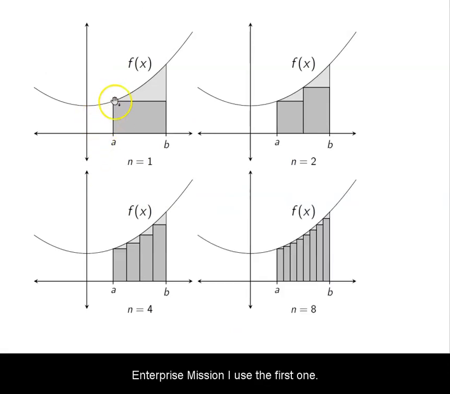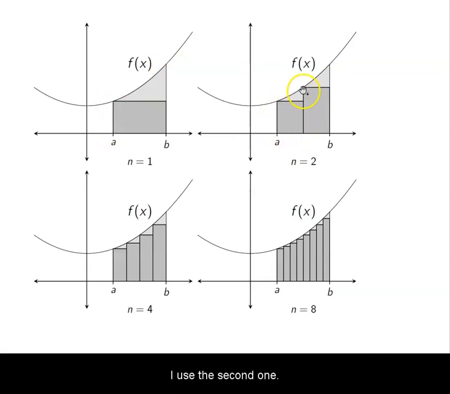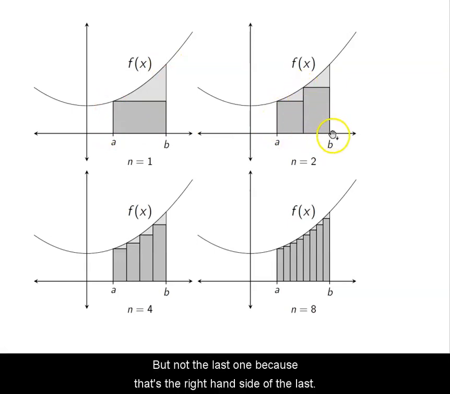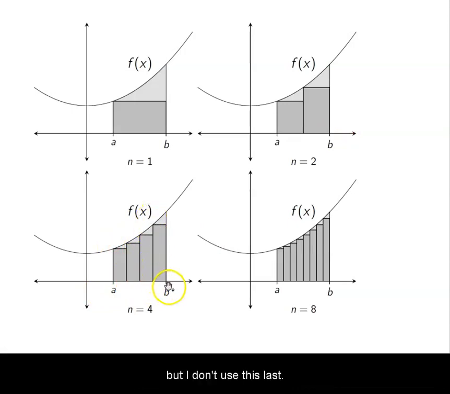Under the left-hand approximation, I use the first point, but the last point doesn't get used. I don't use this one, right? I'm only using the first point. I use the first point, I use the second point, but not the last point, because that's the right-hand side of the last triangle. So I use the first one, the second one, the third one, the fourth one, but I don't use this last value. It doesn't get used. Okay.